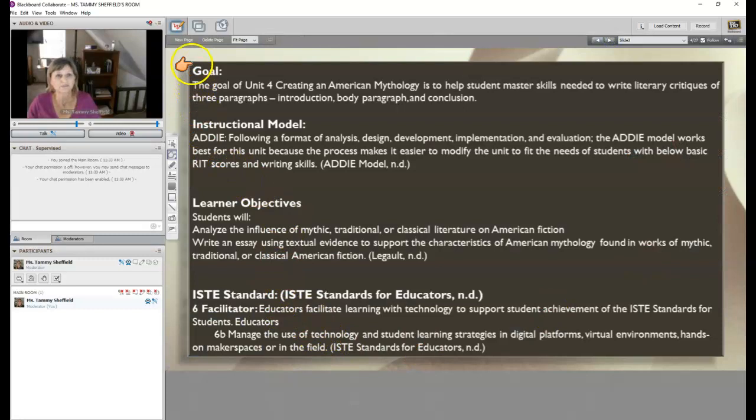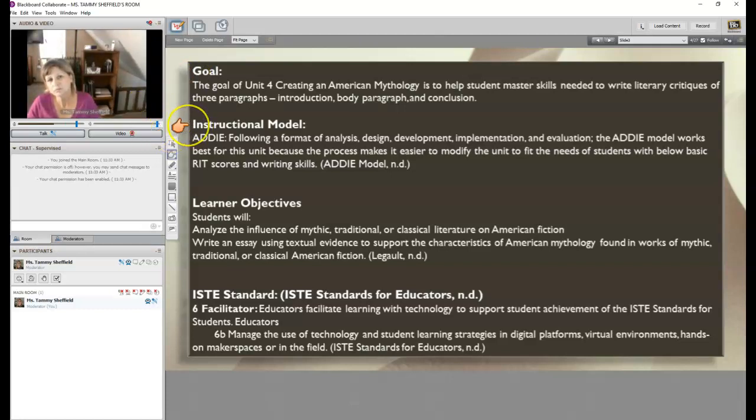All right, so the goal of Unit 4 for my students in American Literature is this. Unit 4 is for creating an American mythology to help students master skills needed to write literary critiques of 3 paragraphs, which will include an introduction, body paragraph, and a conclusion.